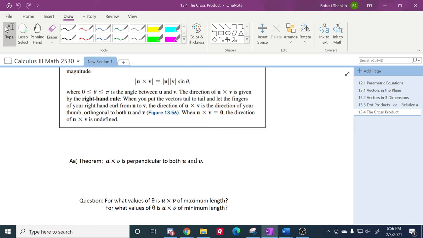Group 2, what do you have? What values of theta make this of maximum length? I did it in degrees, not radians, and I said 90 degrees and 270 degrees, since that's when sine equals 1. Actually, wait, that's not quite right. It's 90, but it's not 270, because theta is always going to be between 0 and pi, right? Yeah. Okay, and for what values is this of minimum length? It would be when it's 0 or 180. Yeah.